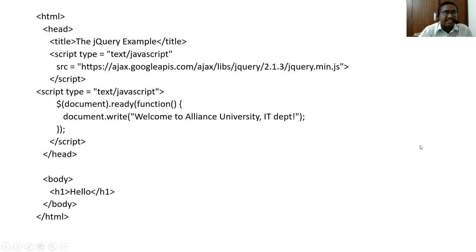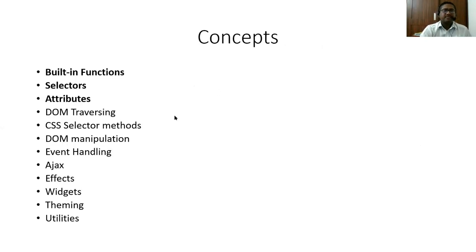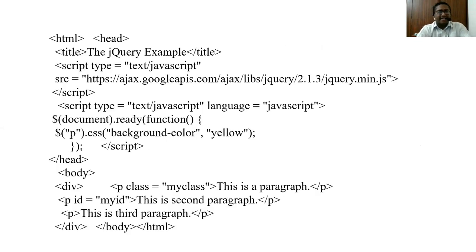One of the examples we will see: dollar document dot ready function. Dollar in the sense accessing jQuery. Document is the selector, ready is the function, that is the action. Within the function I am writing welcome College University IT department. The different concepts we are using are DOM traversing, CSS, DOM manipulation, event handling, Ajax, effects, etc.